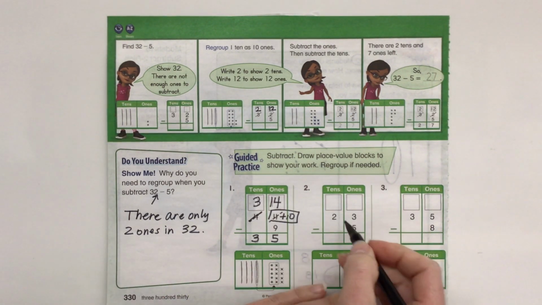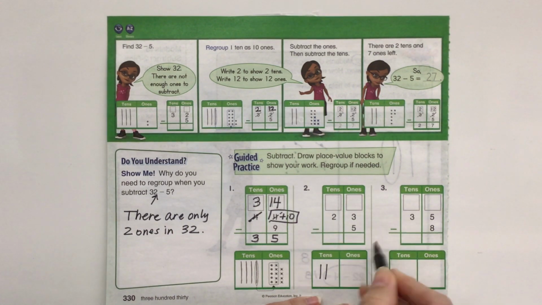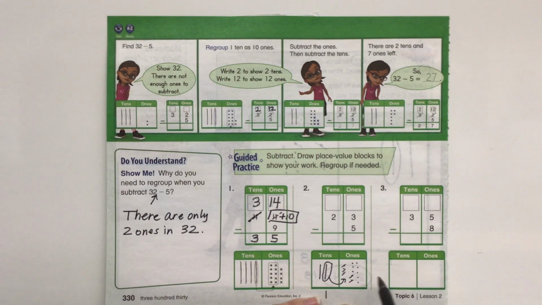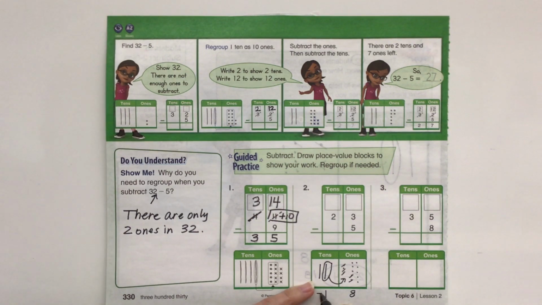So let's take a look at this one. 23 minus 5. So we have 10, 20, 1, 2, 3, and I need to subtract 5. I can subtract 1, 2, 3, but I can't do it the other way. So I'm going to unbundle, make a group of 10, 1, 2, 3, 4, 5, 6, 7, 8, 9, 10. Now I can subtract 5 from here, right? 1, 2, 3, 4, 5. So I have one group of 10, and let's count how many ones I have left. 1, 2, 3, 4, 5, 6, 7, 8. So my answer is going to be 18.